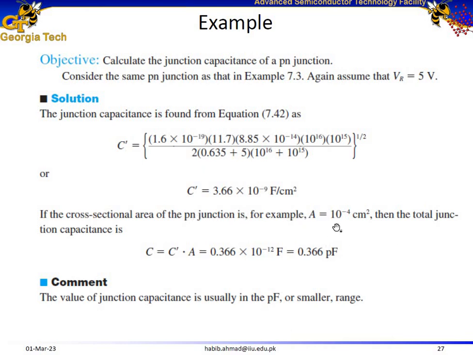Assume the cross-sectional area is also given. For example, A is equal to 10 to the power of minus 4 centimeter square. So the total capacitance would be C dash, which is farad per centimeter square, multiplied by the cross-sectional area of the p-n junction. So you get the total junction capacitance in farads. Generally, the value of junction capacitance is in picofarads. So if I give you an example, and if your value is too high, you need to double check your calculation, because you should expect the junction capacitance in picofarads.